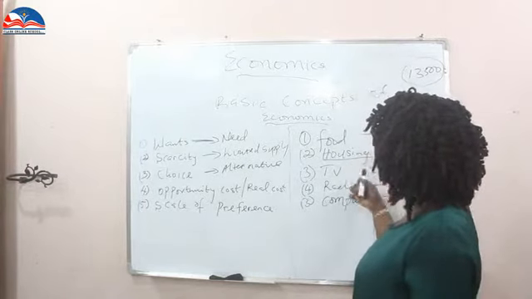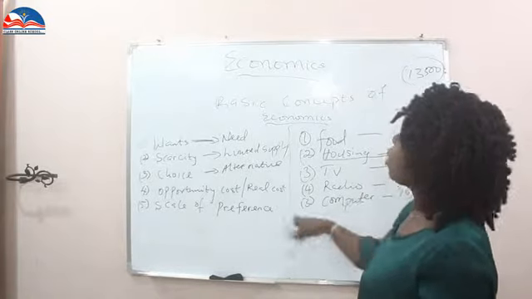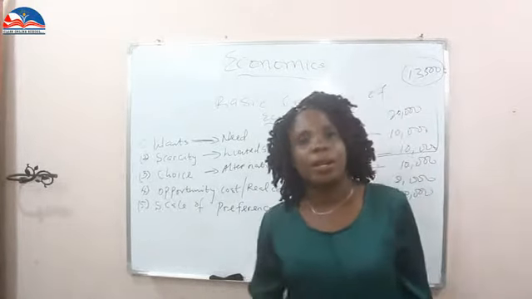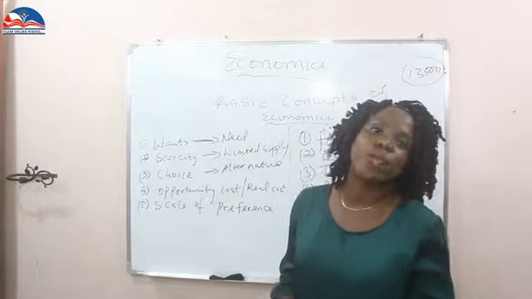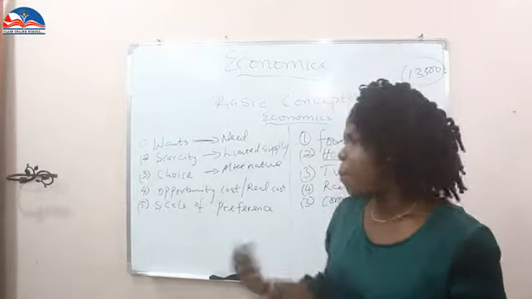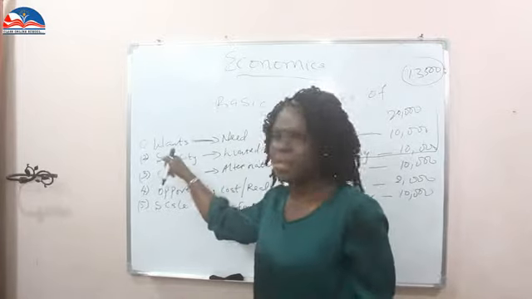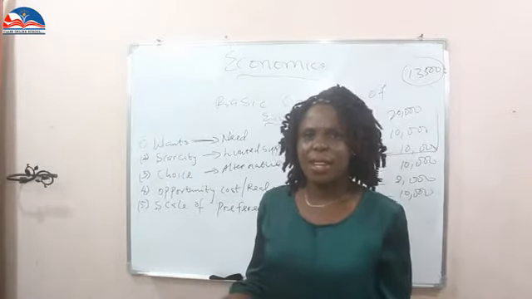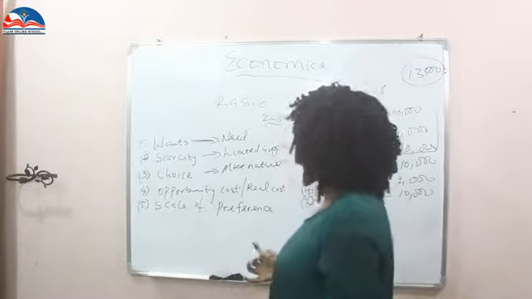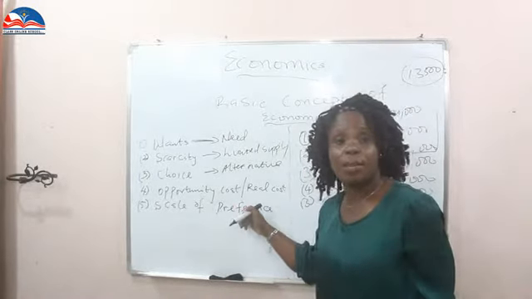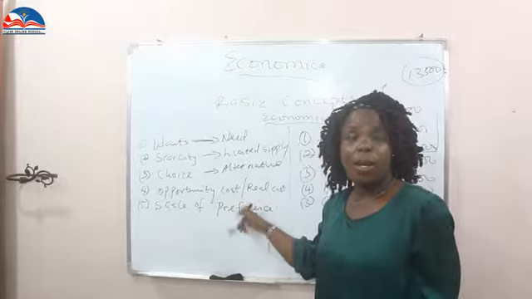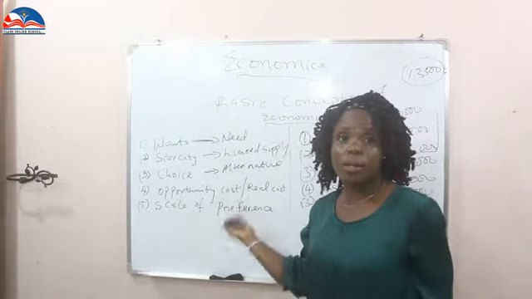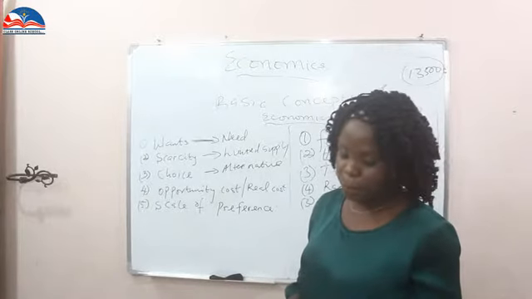Foregoing the TV, the radio, and the computer becomes the opportunity cost, because we are foregoing them. We are letting go of them. Why are we letting go of them? Because the resources we have are scarce. And here we've made a choice. And that choice has led us to making a scale. The scale we've made has helped us to determine the cost of what we actually needed.